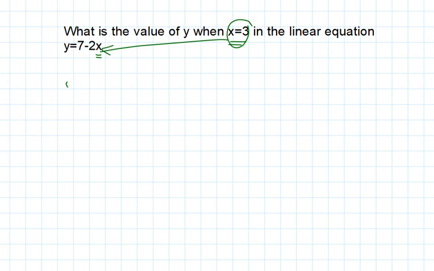So in this case, you can have y equals 7 minus 2x. So 2x means 2 times x. I like to put x in brackets, or the substitute value in brackets or parentheses. So we're gonna end up with y equals 7 minus 2 times 3, which is 6, or y equals 1. So the value of y when x equals 3 in this linear equation y equals 7 minus 2x is 1. Let's look at another question.